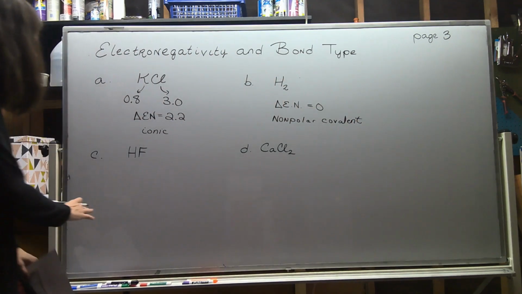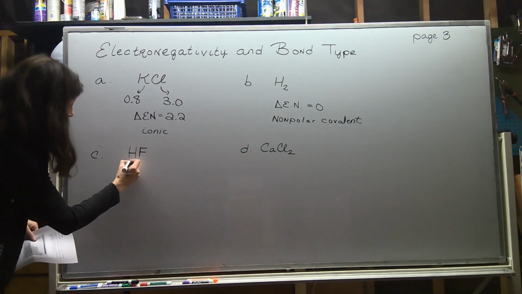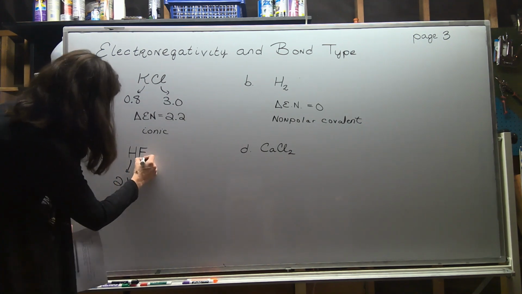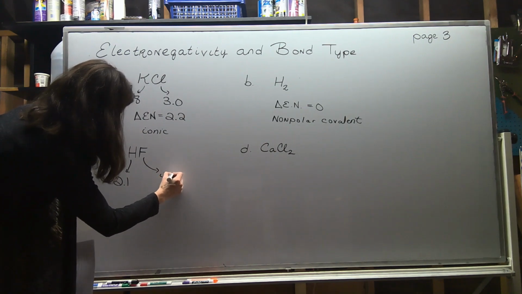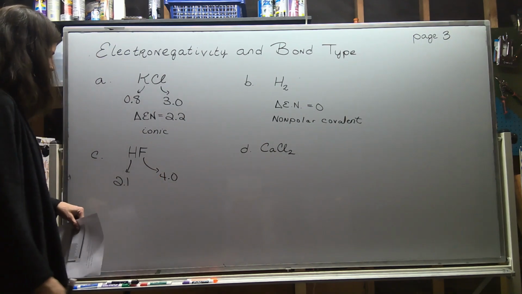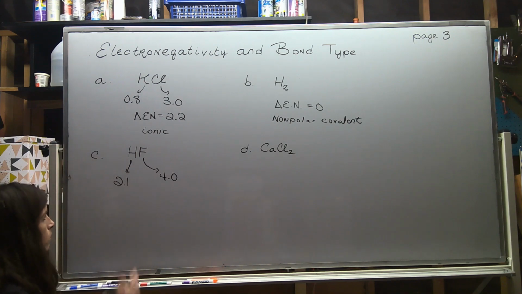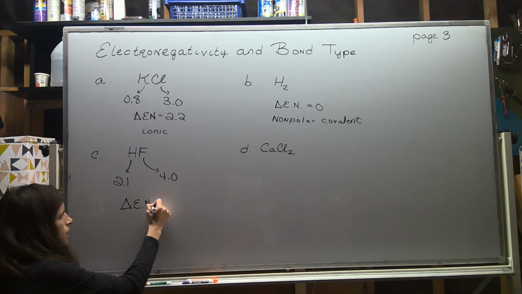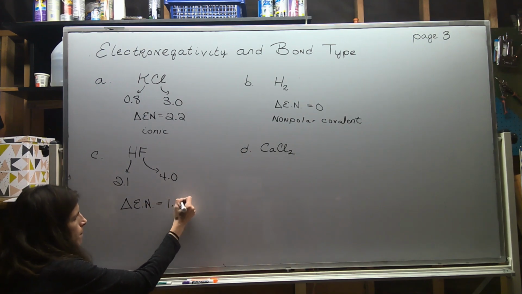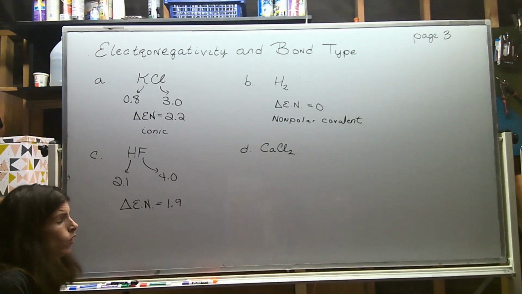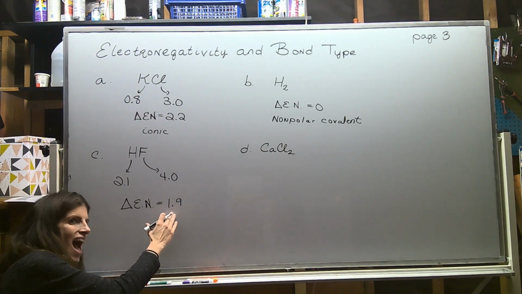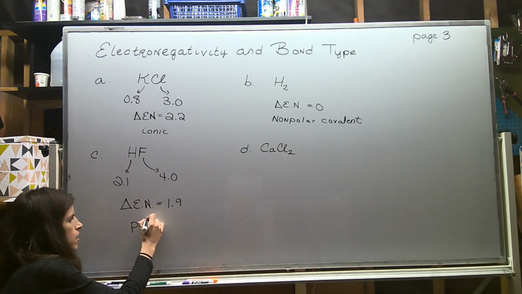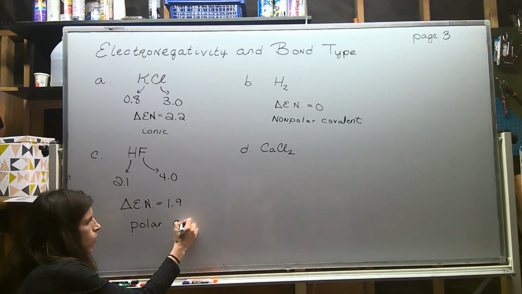All right, continuing on to letter C. So we're going to have to look up some values again. The hydrogen comes in at 2.1, and the fluorine is 4.0. This is a good example. I always wonder about it myself. When I was taking the class, I should have asked. But the change in the electronegativity value here is 1.9. How do we classify it? So at 1.9, you're still considered covalent, but it's going to be polar covalent.